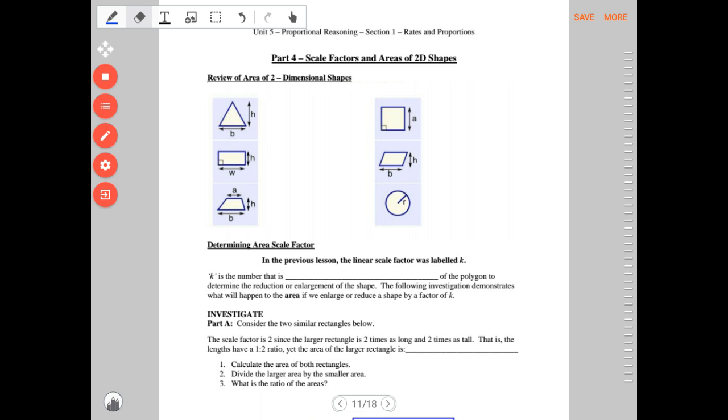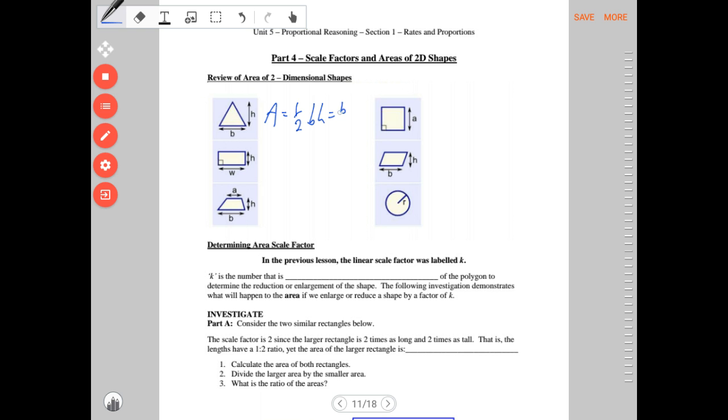Part 4, Scale Factors and Areas of 2D Shapes. Review of area of some two-dimensional shapes. Below I have a whole bunch of shapes for you, and let's just review what the area formulas for these are. First off, we have a triangle, so remember area equals 1/2 base times height.